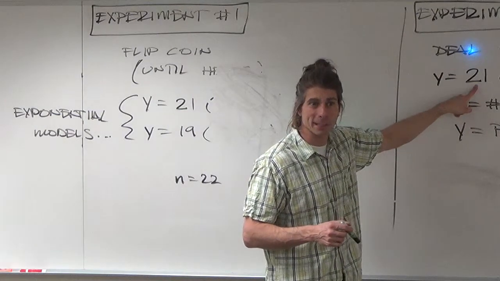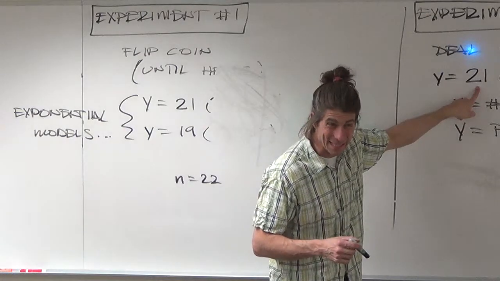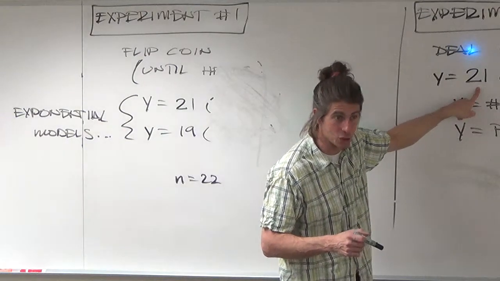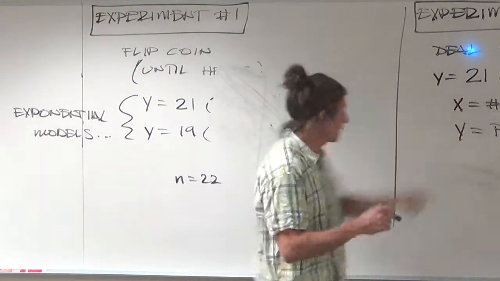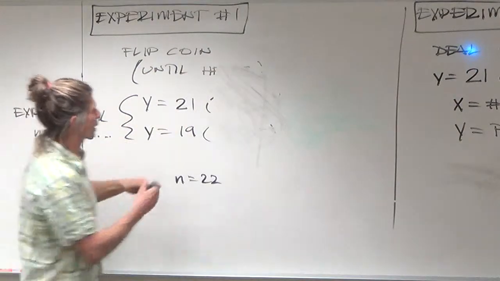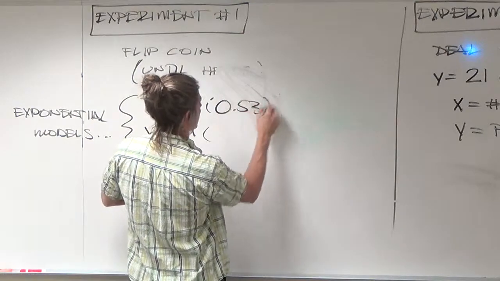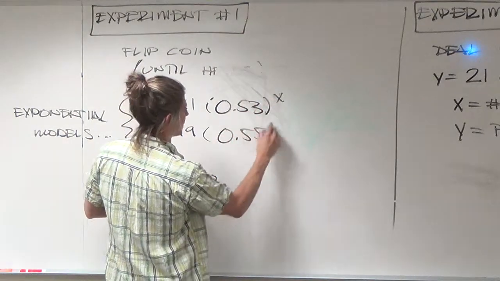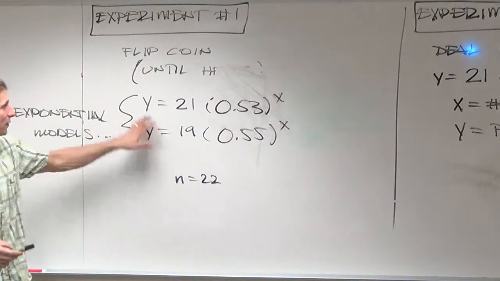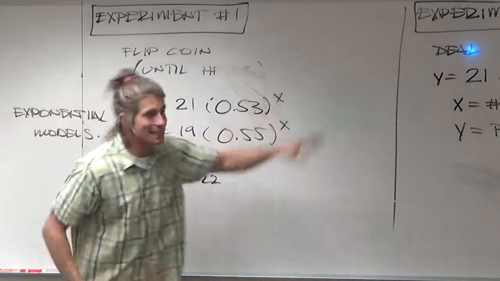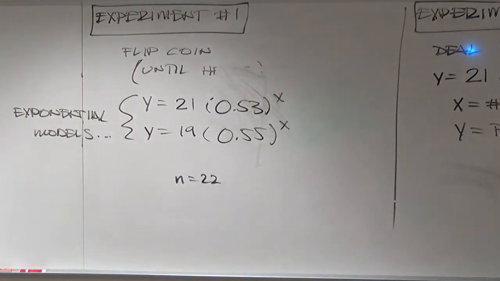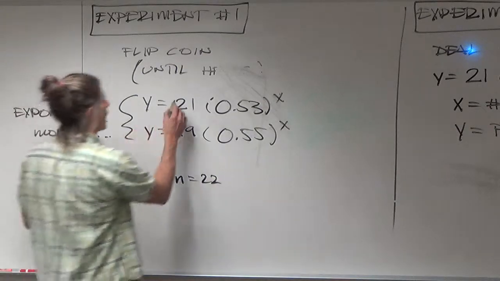Is that perfect? No, it's a best fit. It's not perfect, but it's close. This number 21, which I've now partially erased, unfortunately, because of Excel. This was 53 to the x, and this was 55 to the x. These numbers out in front, these 21s, 19s, and 21s, we're going to call initial amounts.